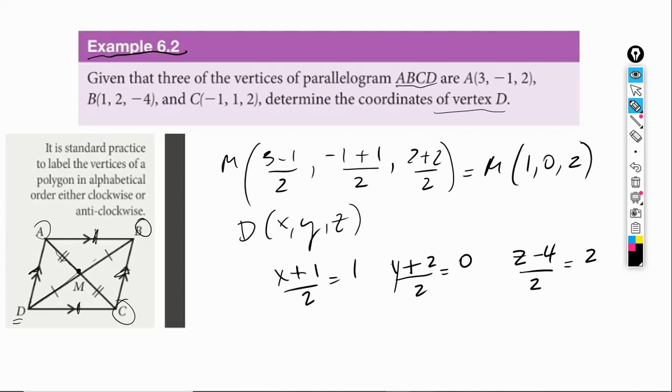So solving for X, Y, and Z, we have that the coordinates of vertex D, I should say, would be then 1, right? Because 1 plus 1 is 2, and 2 divided by 2 is 1. Negative 2, because negative 2 plus 2 is 0, divided by 2 is 0. And then finally, Z would have to be 8, because 8 minus 4 is 4, and 4 divided by 2 is 2. So this would be the answer. These would be the coordinates of vertex D.